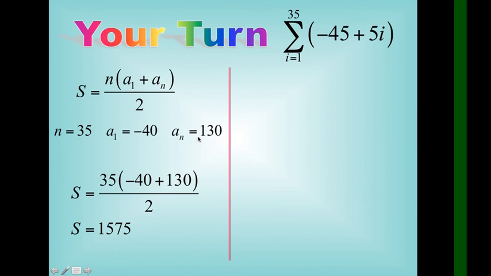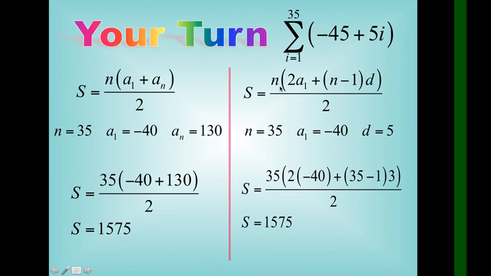You can check it by computing it on your own. Then we will just put it to the formula. So we have negative 40 plus 130, and that's equal to, I think, 70 times 35, and then your answer will be divided by 2, so that's 1,575 for the S. That is the sum of the numbers from 1 to 35.